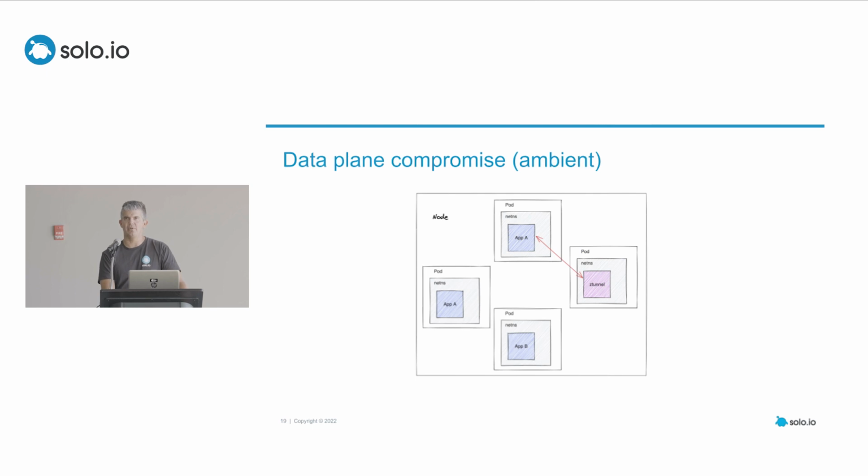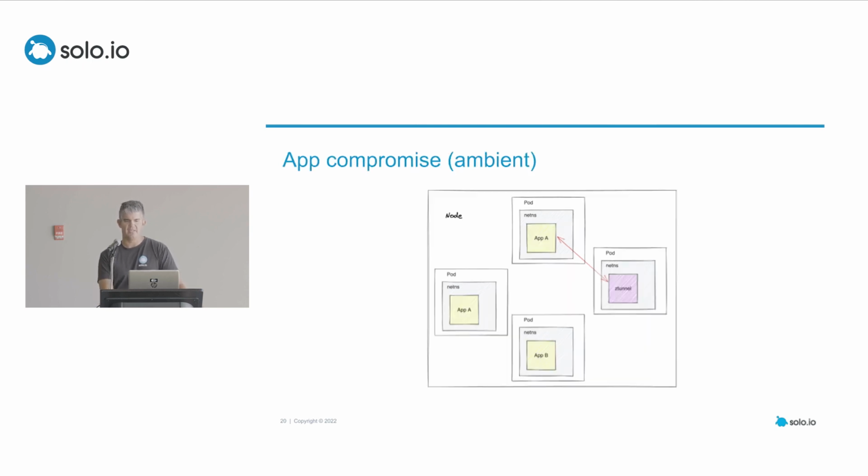If we look at the ambient approach, we separate. We're not running sidecars. We're not running components of the service mesh data plane with the applications. We've separated them out. And in that case, if we see a vulnerability in the application, that is still separate. That doesn't automatically translate to a vulnerability and being able to attack and get to the Z-tunnel or the Istio Ambient data plane. So we have that separation between these components.